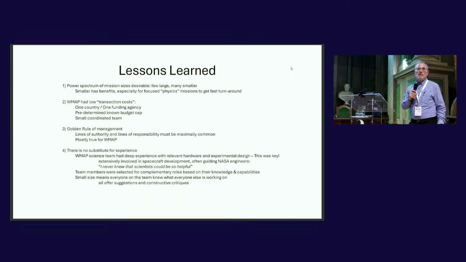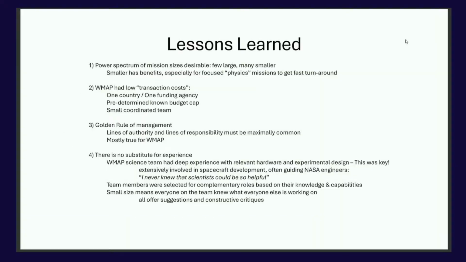So even though we're reminiscing, I'm also sharing some news. And so let me move on now after that very brief science summary to some lessons learned.